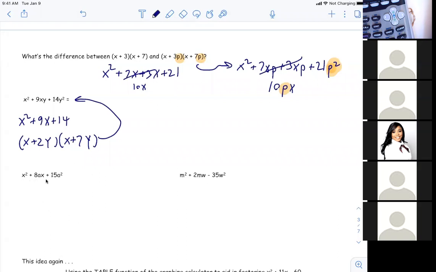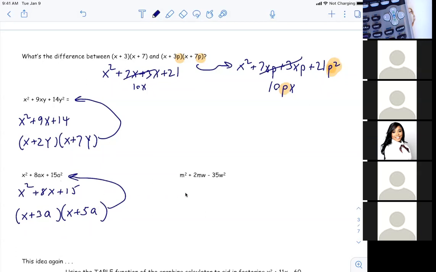Does the same thing apply here? How would we factor x squared plus 8x plus 15? We would write x plus 3, extra room, x plus 5. Right? Those add up to 8 and multiply out to 15. What's missing? The letter a, the variable a. So I'll put an a in there. And now if we would multiply that out, we would get back the original expression.